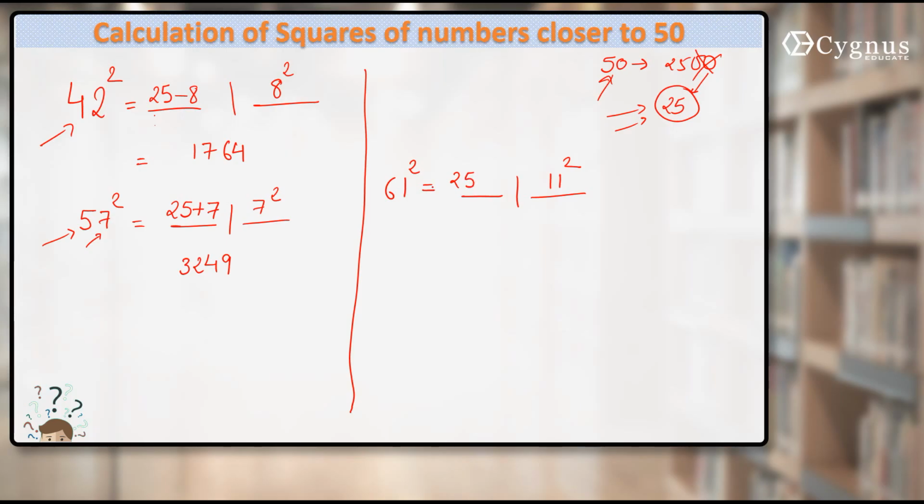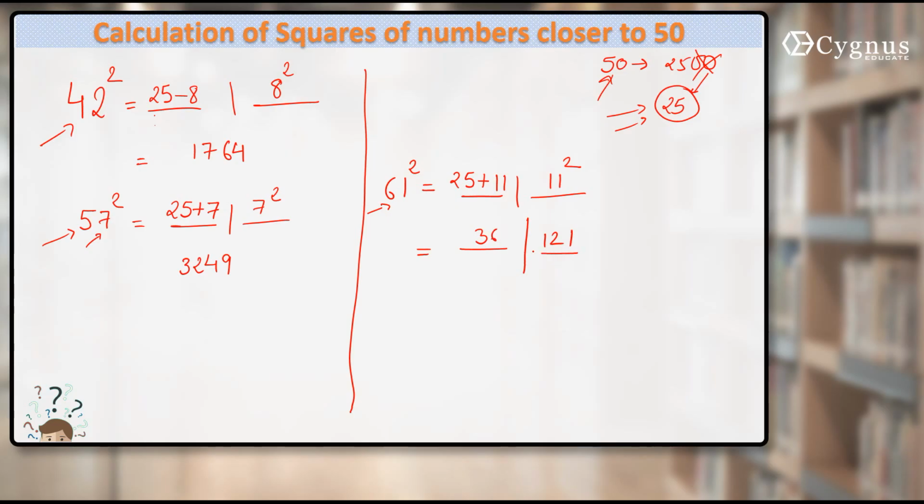25 plus or minus. Since a number is more than base, you'll be putting plus sign here. Now this is how much more than 50? 11. So I'll put 11 here. Now let's see what's the answer. This 11 square will give you 121. And the first part of the answer, 25 plus 11, will give you 36.